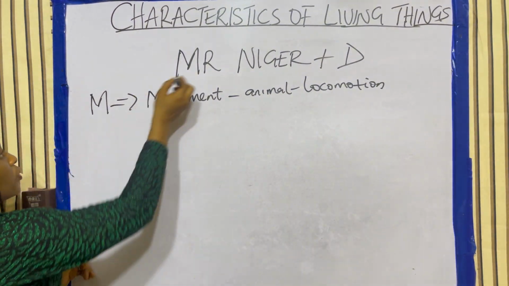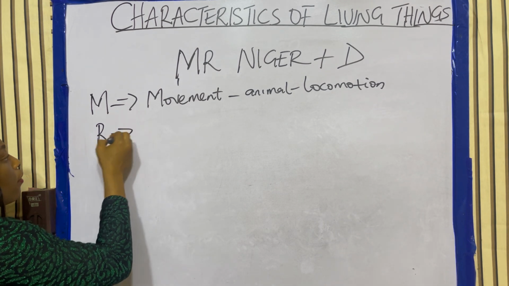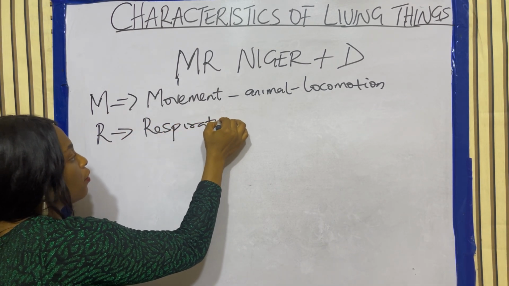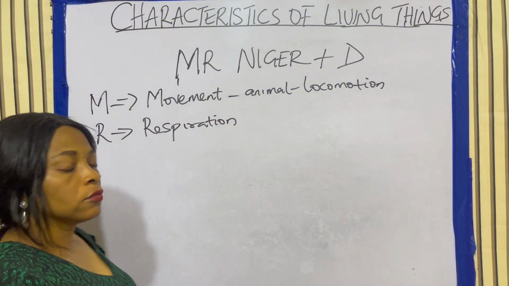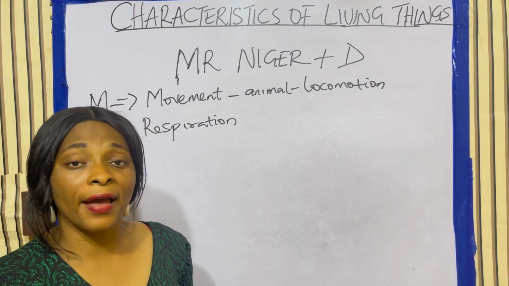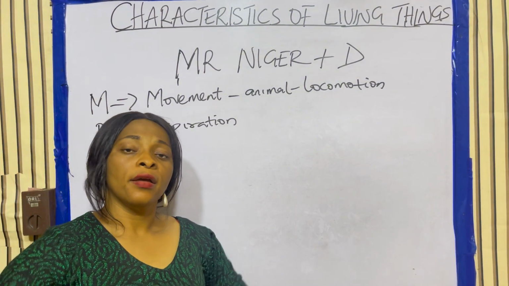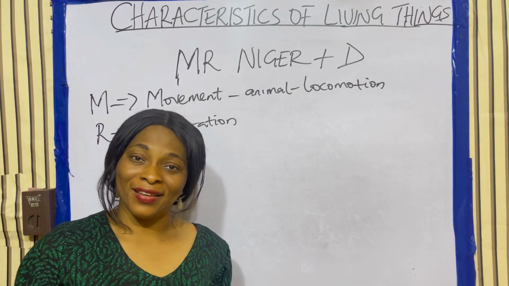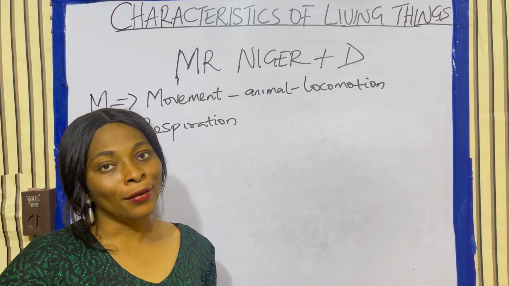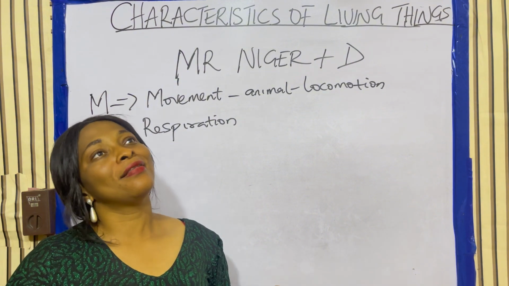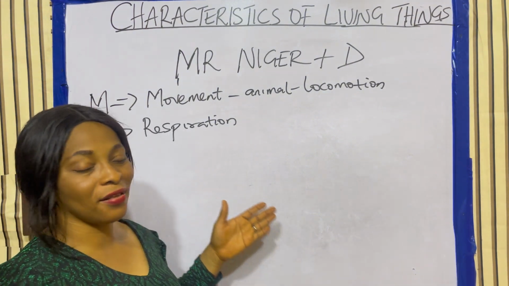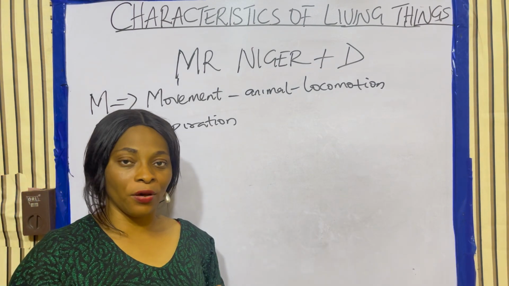Number 2, R. The first R refers to respiration. All living organisms respire. What do we mean by respire? They breathe in and breathe out. In fact, that's what makes you living. If you're no longer breathing in, nor breathing out, that means you're no longer a living thing. So every living organism breathes in and breathes out.